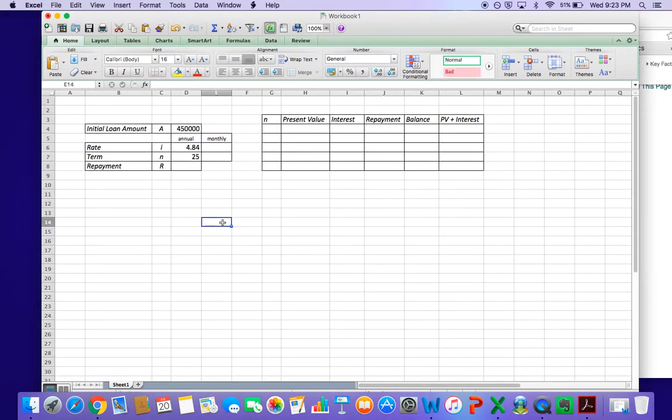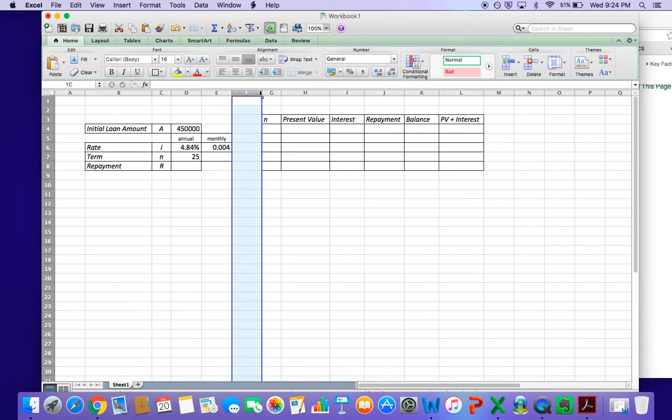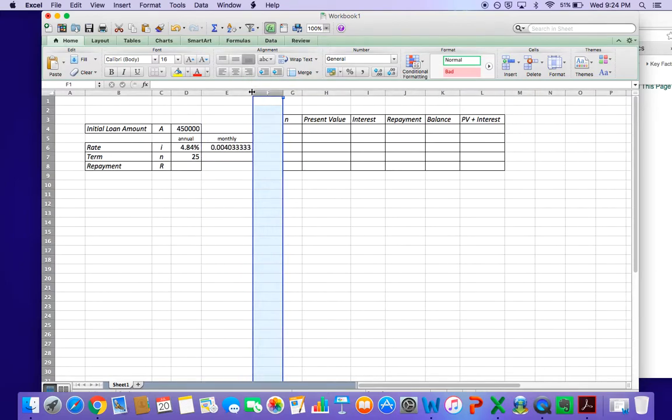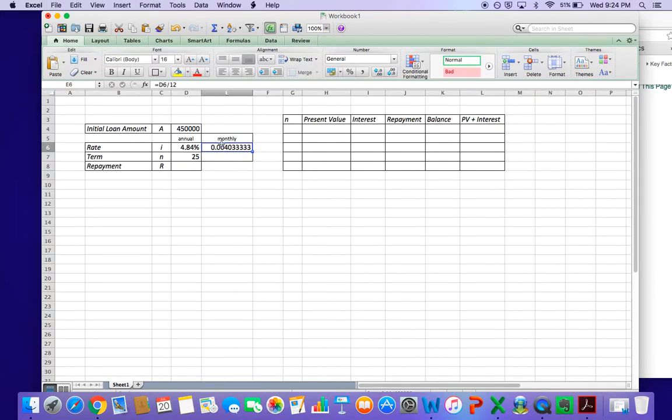Actually, I think if I type in percentage, that might be the thing to do. There we go, so it says 4.84%. Now, if I want a monthly rate, I'm just going to divide that by 12. And there it is, and that's been rounded. If I expand the width of that cell a bit, you can see it's probably about 0.004. Look, I'm pretty sure that's right. I'll check it in a minute.